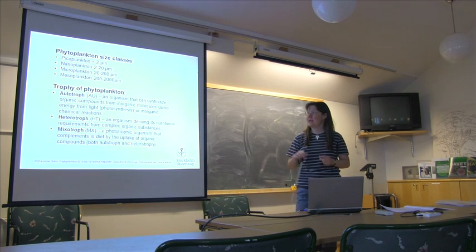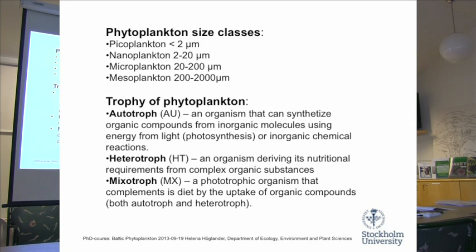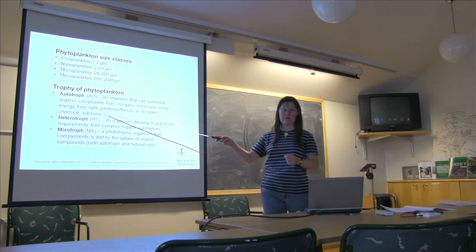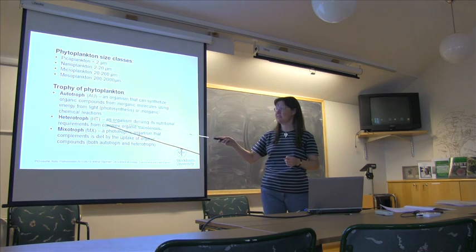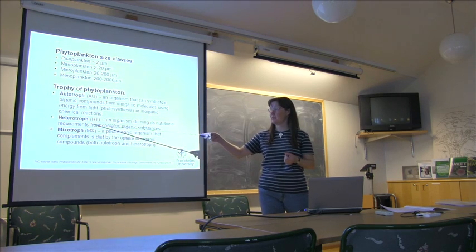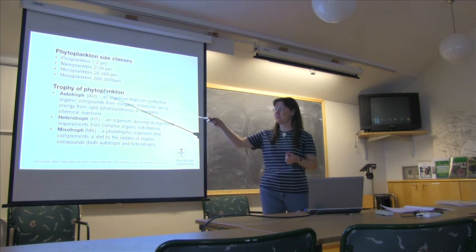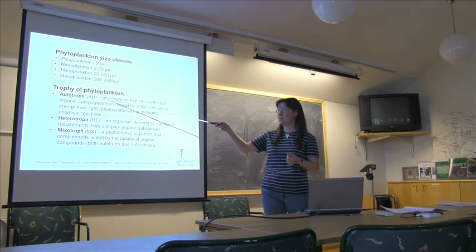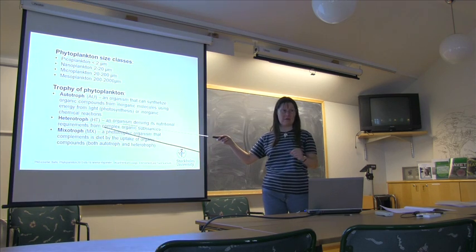And also we have different trophic grades in phytoplankton. We have the autotrophs, they are using photosynthesis for their carbon. We have those that cannot use photosynthesis. They have to eat other particles. They are the heterotrophs. And then we have the mixotrophs that can shift between being autotrophs or heterotrophs, and they're both.